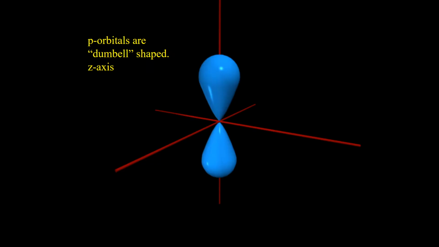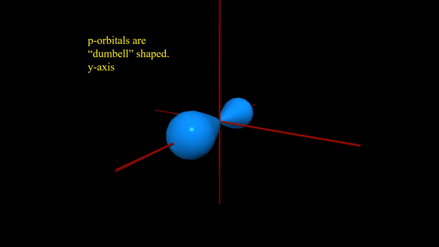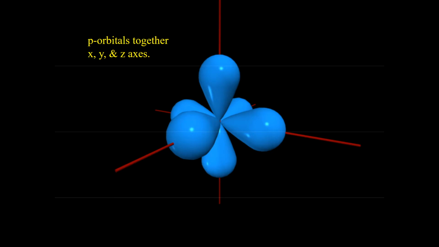We have a p orbital, dumbbell shaped. There are 3 of them. You can think of it in 3D space. There's an x-axis, a y-axis, and a z-axis. So here's the z-axis, the x-axis, and the y-axis. All together, you get your 3 p orbitals, x, y, and z. It makes up this shape.